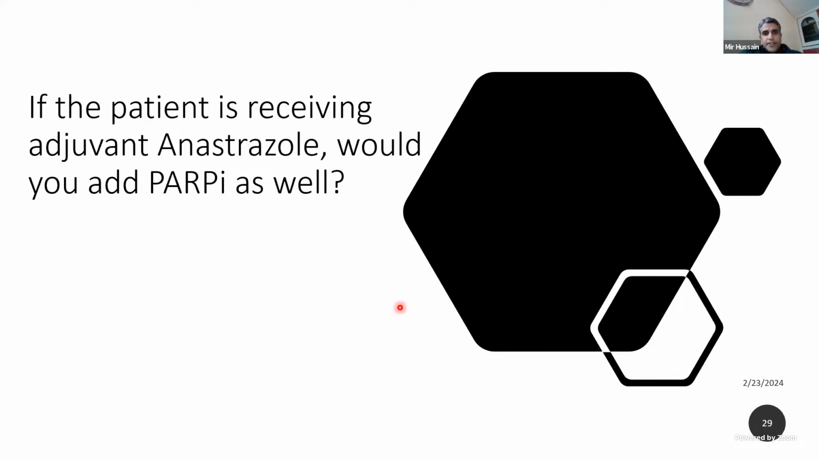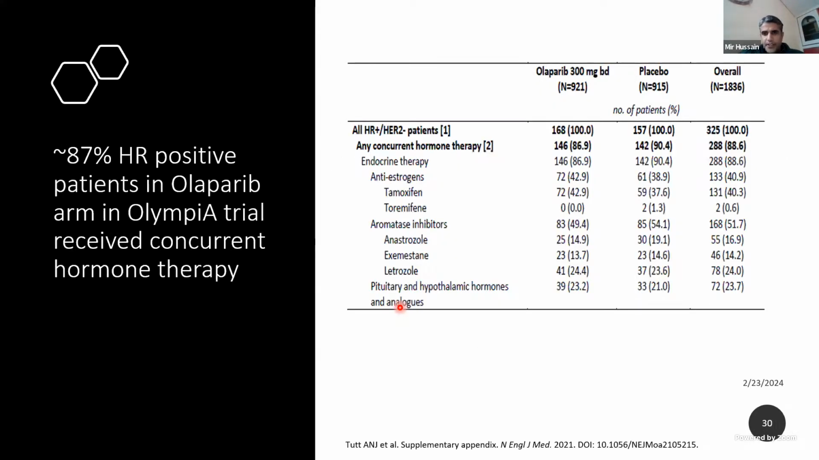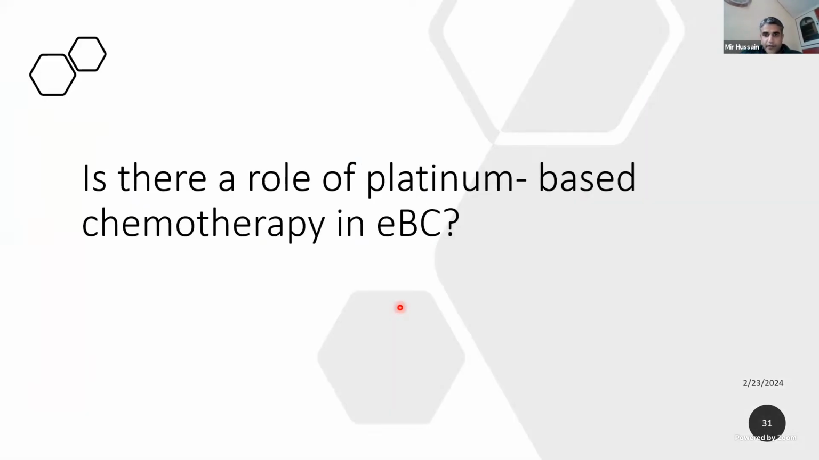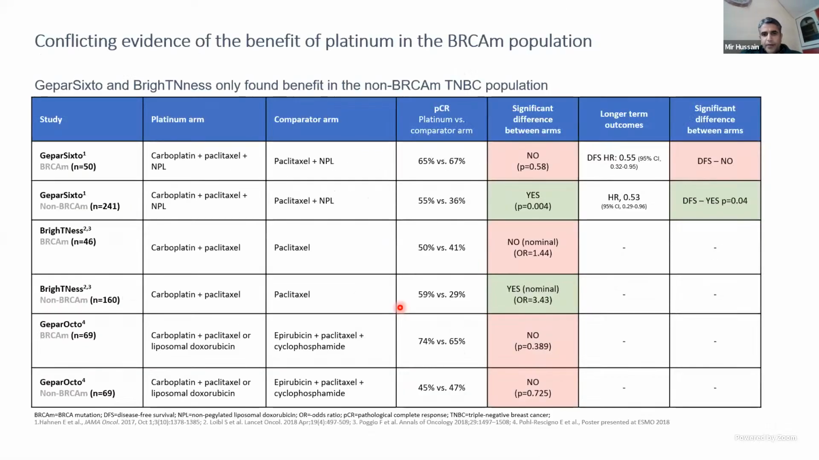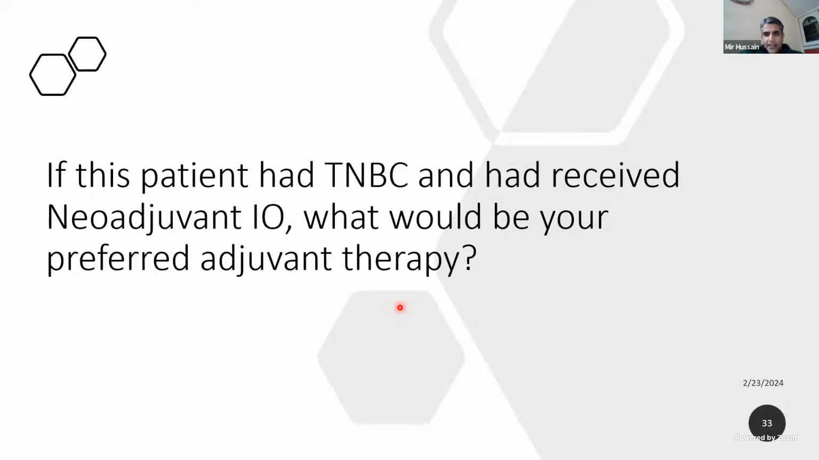So if the patient is receiving anastrozole, we can continue with the PARP inhibitors. There is not much worry, so they can take it safely. And then the role of platinum, there's a conflict: those who are BRCA mutated, some people were initially propagating that they should be treated with the platinum with the taxane, but most of the trials did not show any advantage, except 2 trials which showed that they may have some improvement in achieving more pathological complete response rates.